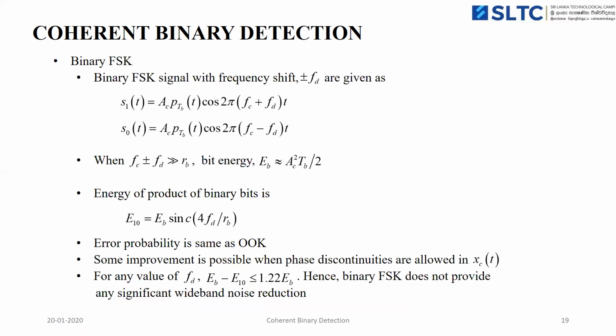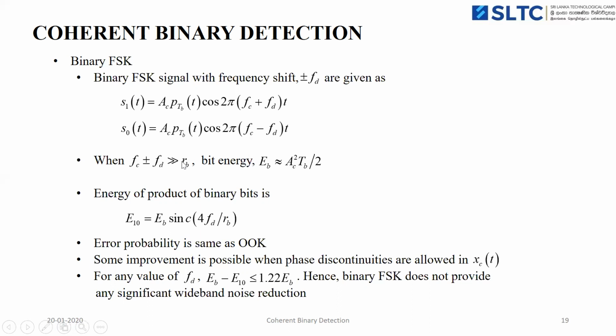Okay, then the third type of coherent binary modulation technique is binary FSK. In binary FSK, which means binary frequency shift keying, the signaling waveform is obtained by changing the frequency of the carrier by plus or minus fD. So the signaling waveforms for binary 1 and binary 0 are S1 of t and S0 of t for FSK modulation. Here you can see the carrier frequency is shifted by plus fD and minus fD depending upon the type of bit, either binary bit 1 or binary bit 0.